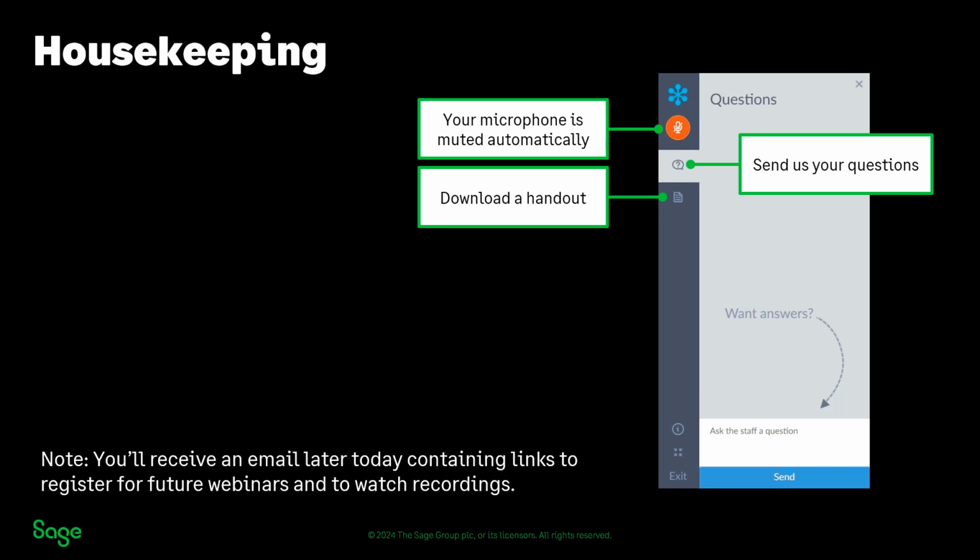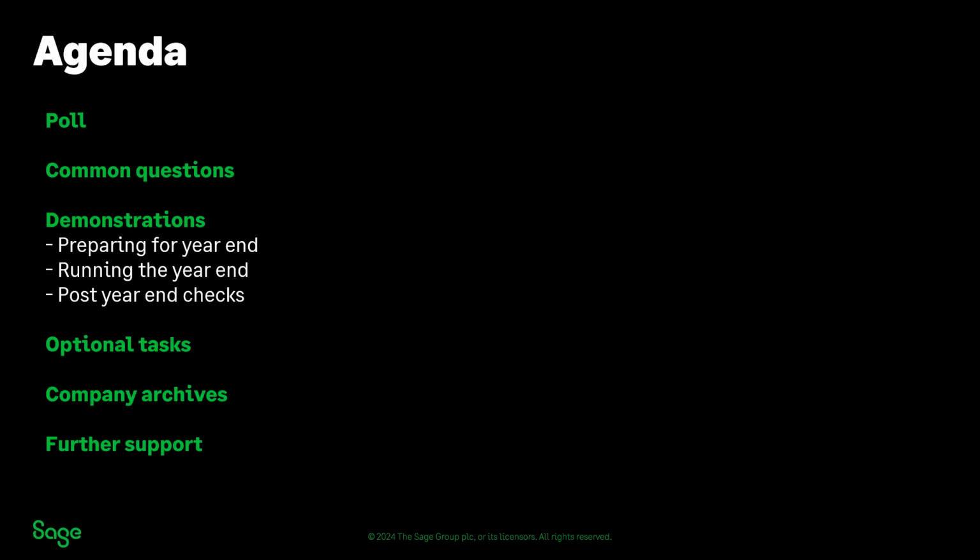Right, okay, let's get started then. Let's have a look at what we're going to be covering in today's session. We'll start with a poll in just a moment. We'll then pick up on some common questions in relation to year end, just to nip those in the bud before anyone starts typing them in. We'll then run through a series of demonstrations. I've broken it into three parts today: preparing for year end, running the year end, where we'll see what the actual wizard looks like in the software, and those post year end checks. We'll also mention a few optional tasks as well.